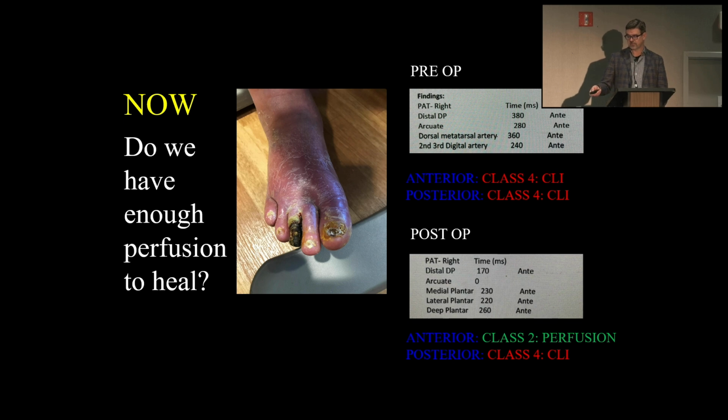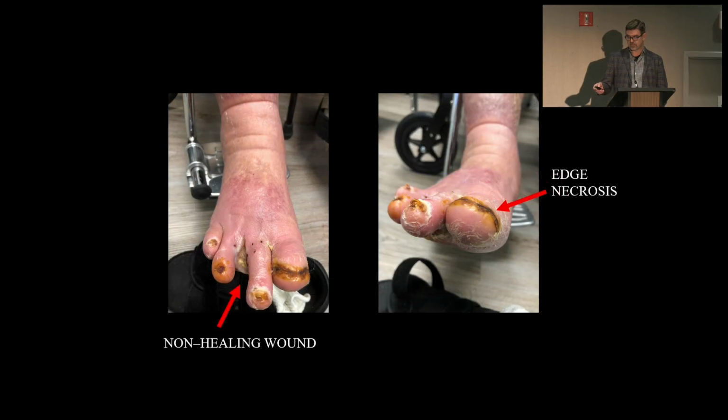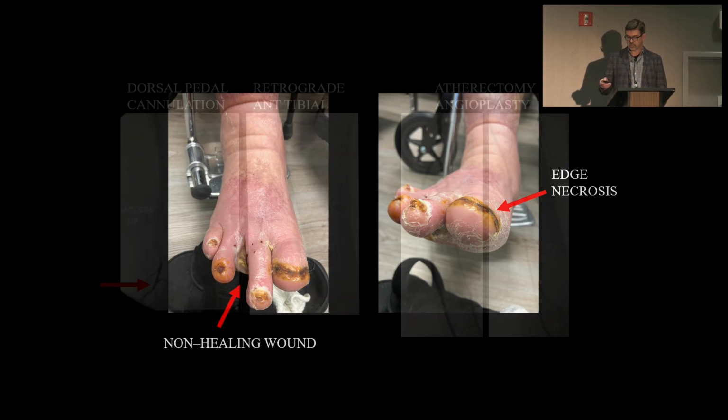So pre-op, he was class 4 anterior, posterior. Post-op, he was class 2 anterior, and definitely an improvement, but still class 4 posterior. And my recommendation at that point was to see if we could do more. The patient worked with the podiatrist, said, no, let's get to surgery, let's get this over with. He lost his third toe, he lost part of his hallux, and they were just non-healing wounds. Edge necrosis, kind of a non-healing, poorly contracting wound.